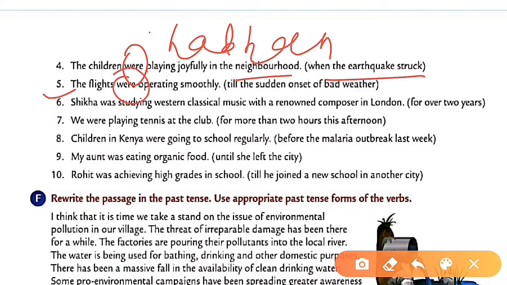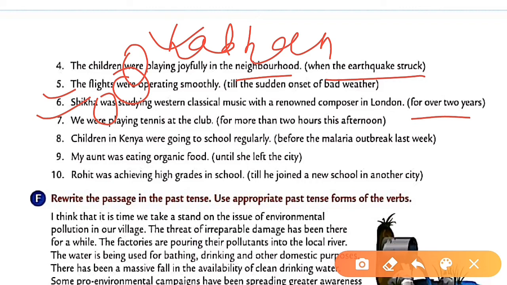Okay, number five, the flight were. In the place of "were", you have to use "had been". The flight had been operating smoothly till the sudden onset of bad weather. Okay, number six, Sikha was. In the place of "was", you have to use "had been". Sikha had been studying Western classical music with a renowned composer in London for over 2 years.